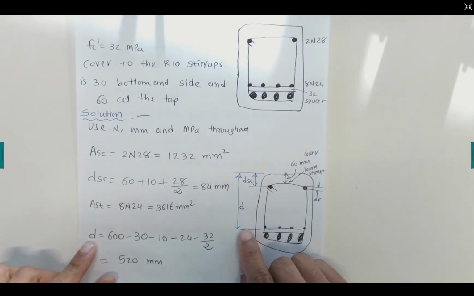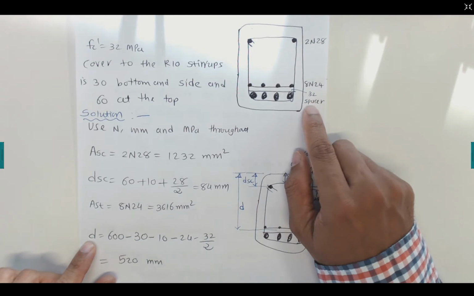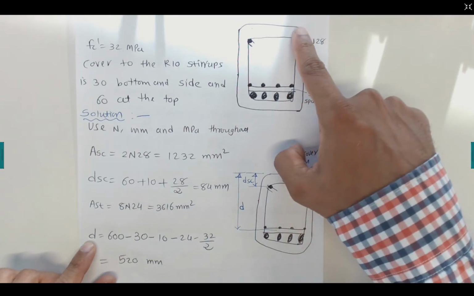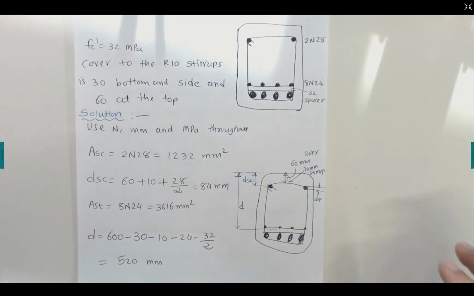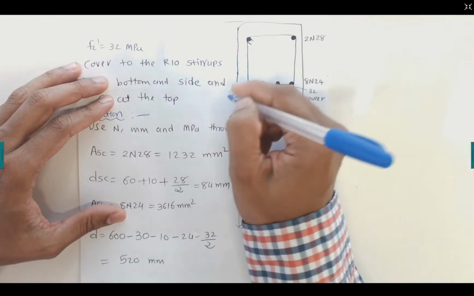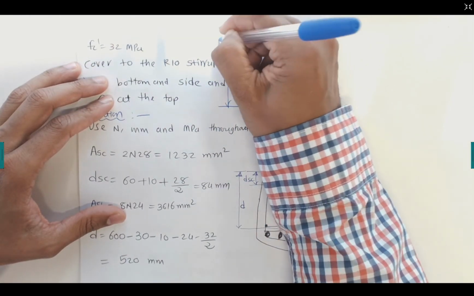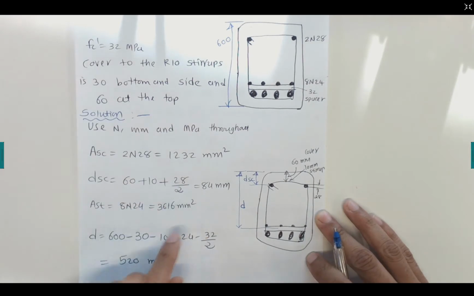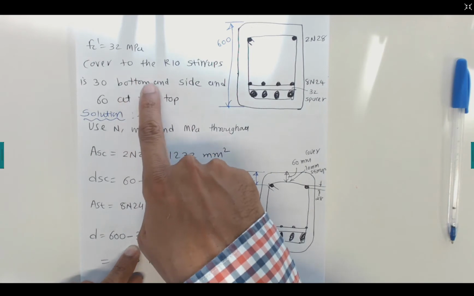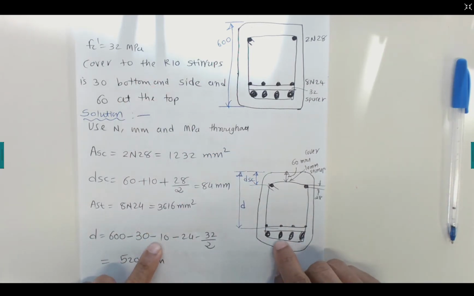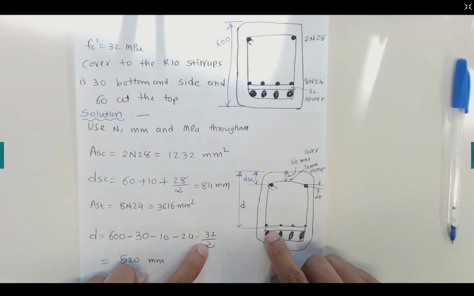Now small d is nothing but the depth from the center of this 32 millimeter spacer bar to the top of the beam. So for the section here we have 600 millimeters. Take away 30, that is the bottom cover given here, take away 10 millimeters of stirrups, take away 24 millimeters of this reinforcement, minus 32 divided by 2, that is the spacer bar, which gives 522.